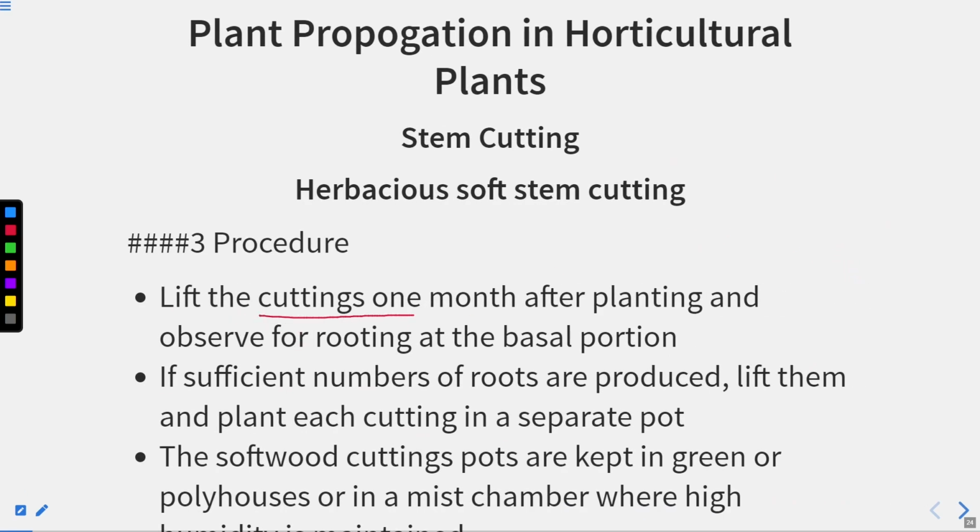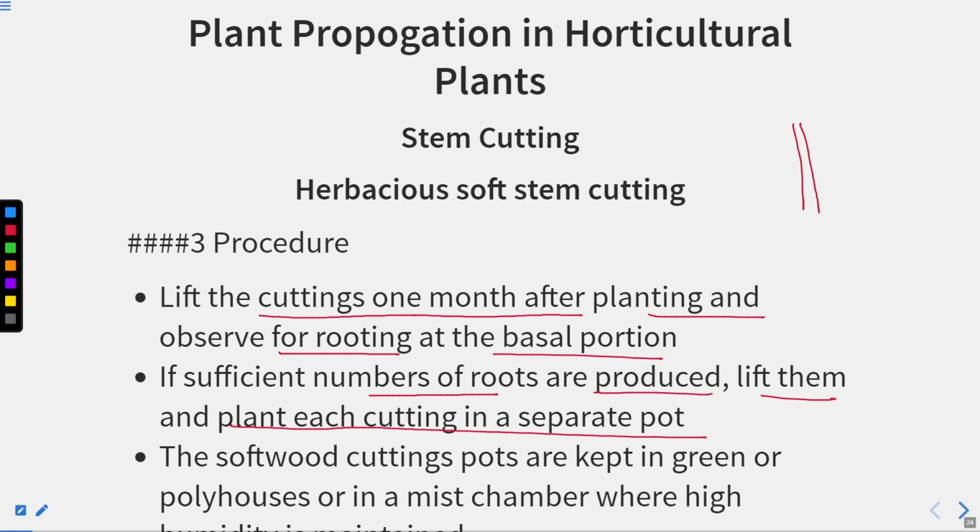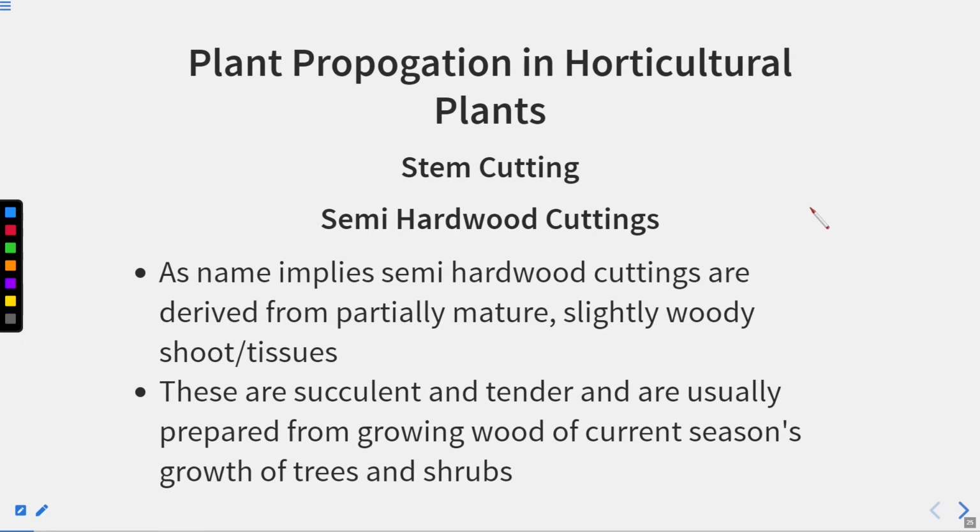Lift the cutting 1 month after planting and observe for rooting at the basal portion. If sufficient numbers of roots are produced, lift them and plant each cutting in a separate pot. So once the plant gives rise to new roots, that part can be detached. That plant can be taken out from that bed and placed in new soil.